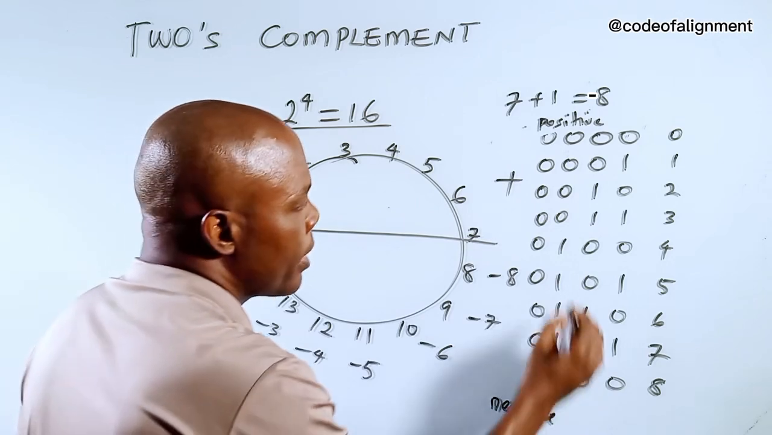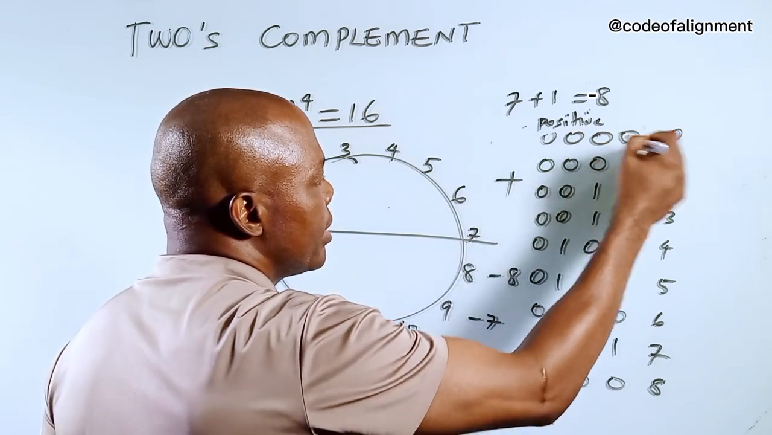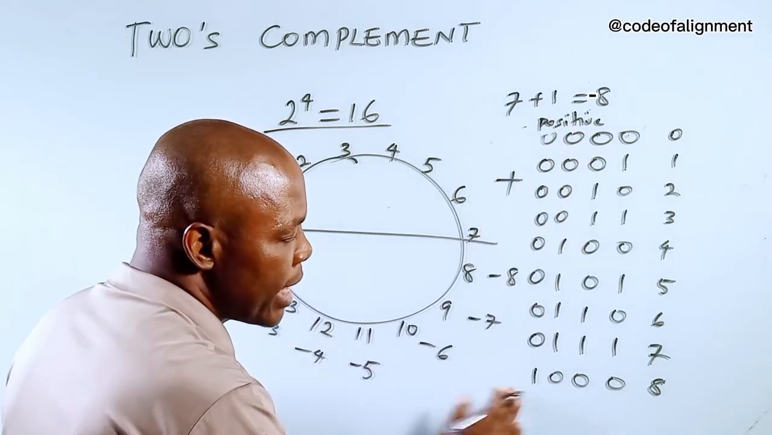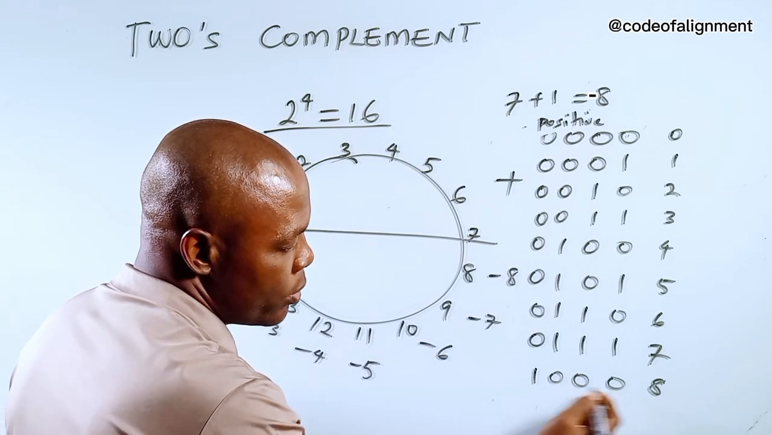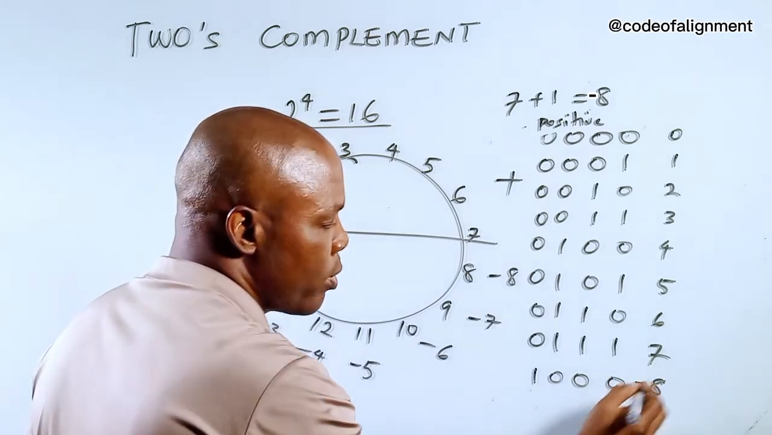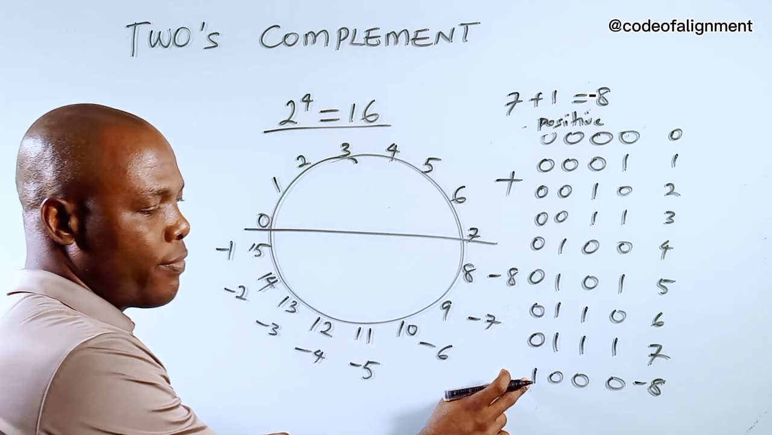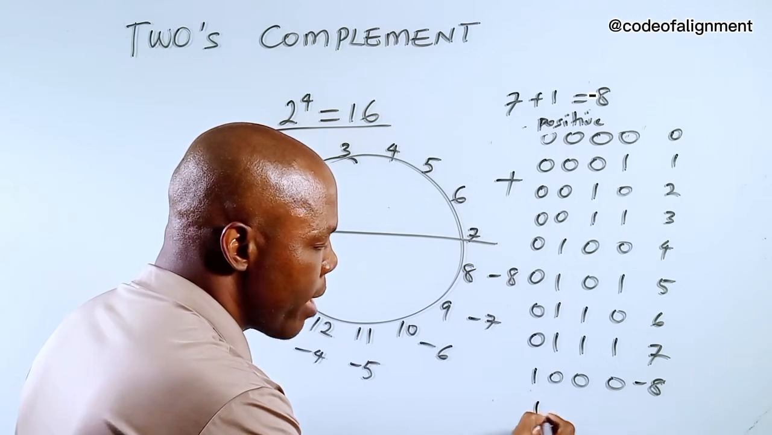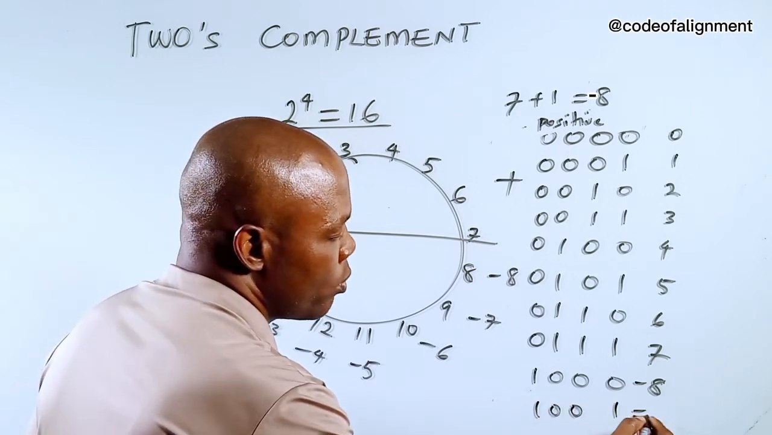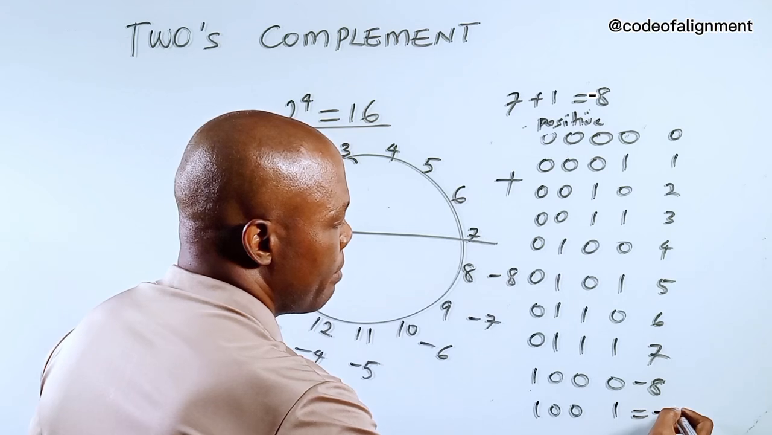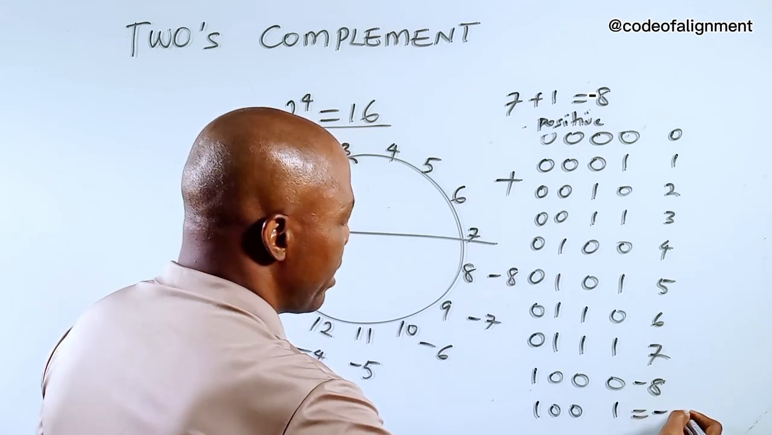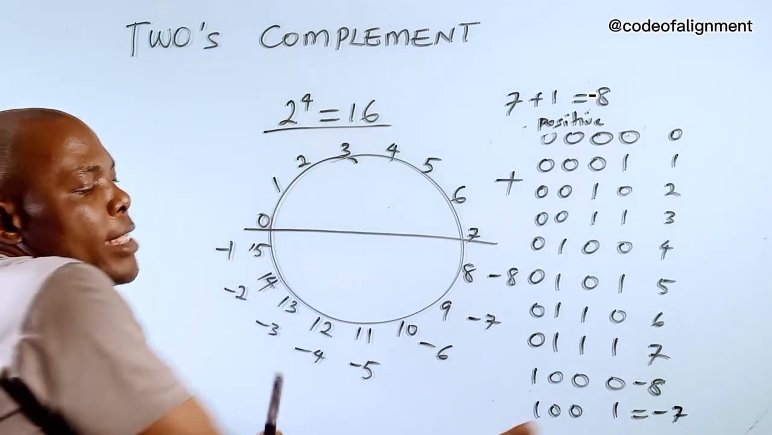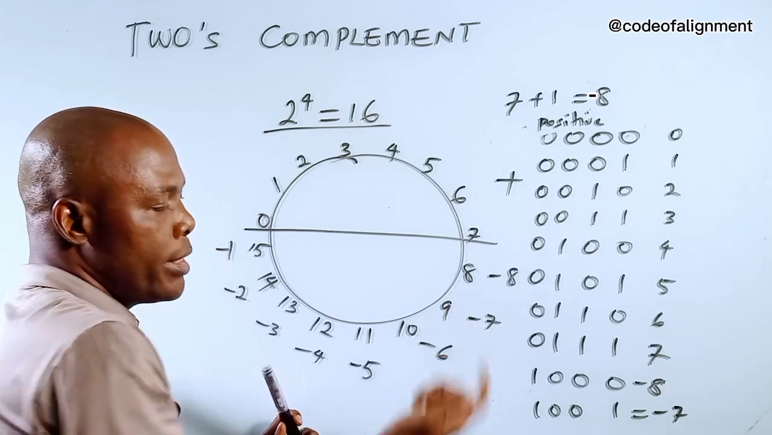So all these up to 7 are positive numbers. Then you start the 8, which is 1, 0, 0, 0. The 1 here tells you that this is minus. So this 1 is signifying minus. So that will be minus 8. That's why we are getting minus 8. So we have 1, 0, 0, 1. This will be 9, but representing it is minus 7.